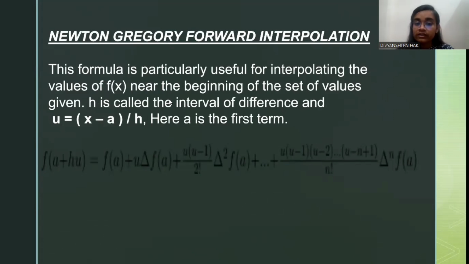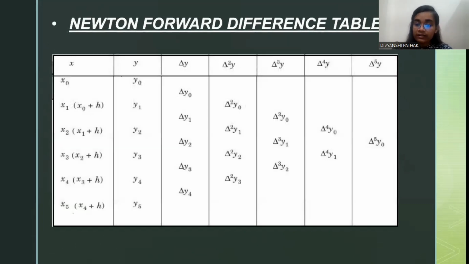हियर h इज कॉल्ड द h इज द डिफरेंस बिटवीन द इंटरवल एंड a इज द फर्स्ट टर्म. This is the formula of Newton-Gregory forward interpolation with the help of which we evaluate the value of function. We evaluate Newton-Gregory forward interpolation with the help of Newton forward difference table. This is the Newton forward difference table.